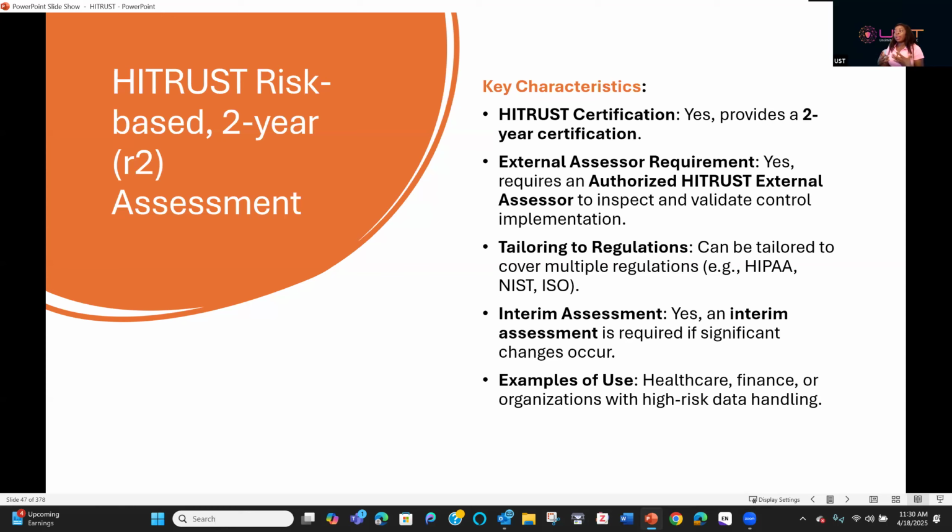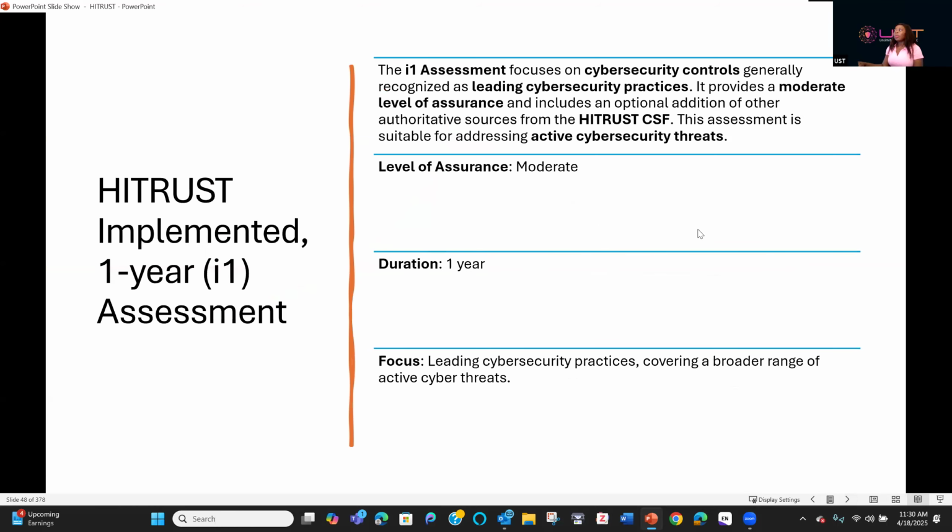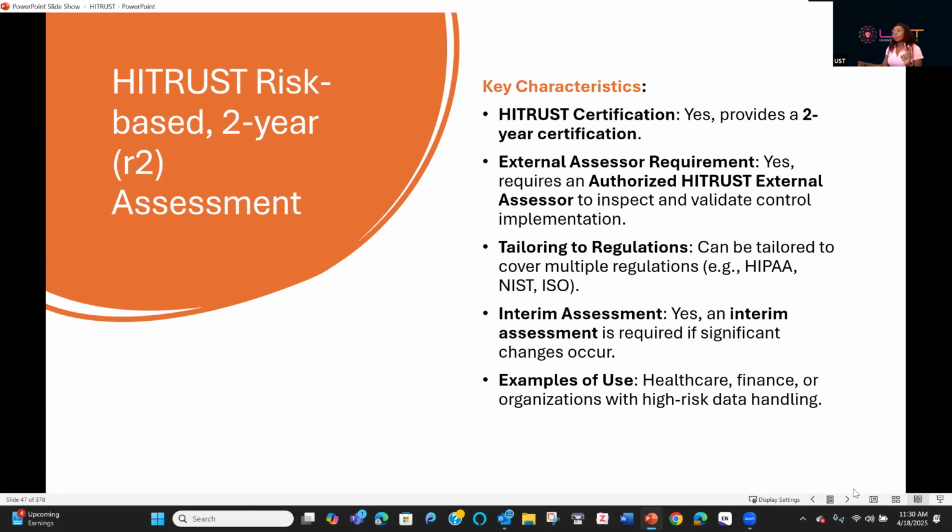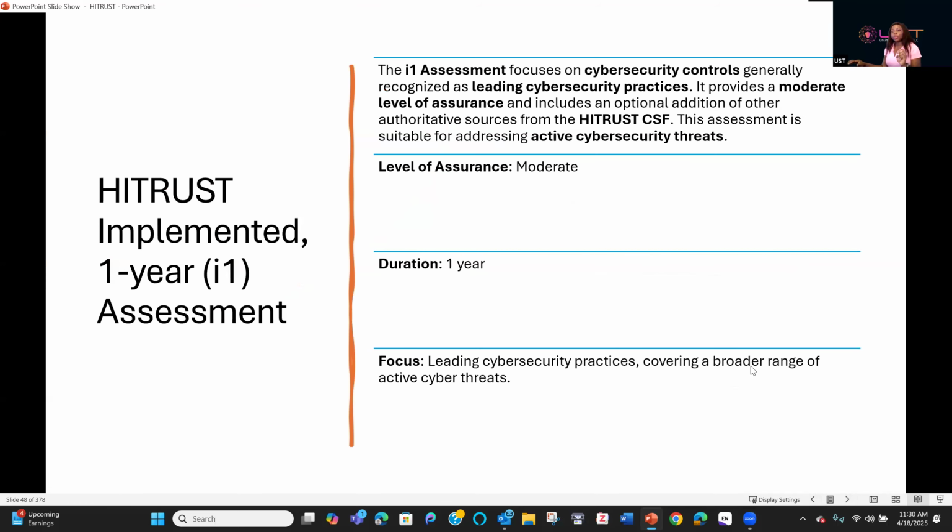For example, we have a healthcare finance organization with high risk data handling. So we have briefly covered the R2, and we know that this is the most comprehensive type of assessment that lasts for 2 years. Guess what? After 2 years, organizations have to go through the re-certification process all over again. And as I said, once you have it, it's not a one-time thing. You still have to continue with assessment of controls, continuous monitoring, scanning your system, providing user awareness training. You have to continue with that with continuous monitoring.